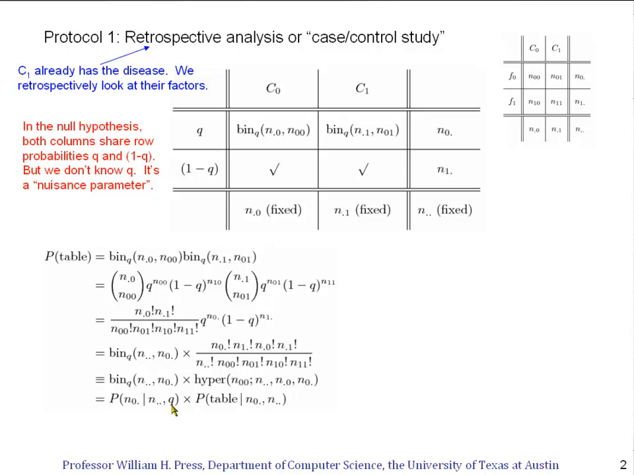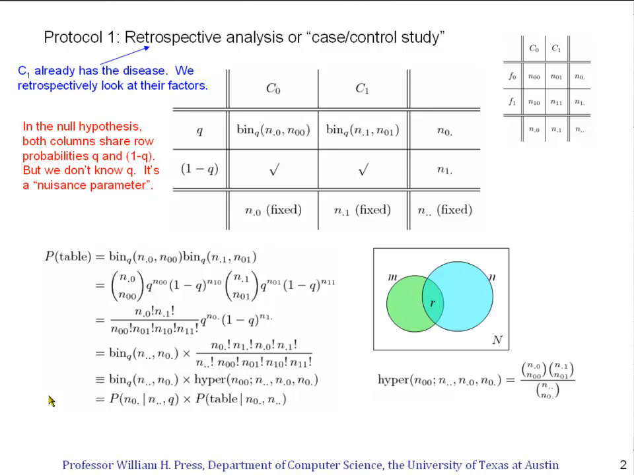You could do numerical examples and take extreme cases of different nuisance parameters given the data seen, and you'd find that you would get different values of the probability of the table. Here, just to remind you, is the little picture that goes with this hypergeometric probability from the previous segment.